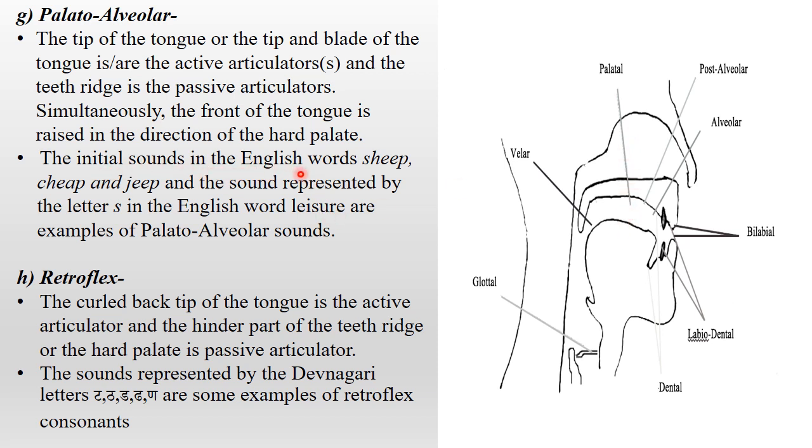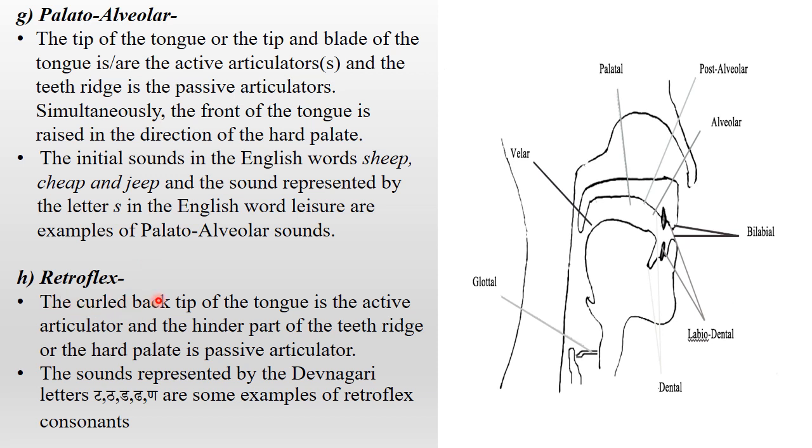The initial sounds in the English words like sheep, cheap and jeep are examples. In the English word leisure, the sound represented by the letter S is an example of a palato-alveolar sound. So when we produce the sounds sh, ch, j, the tip of the tongue is touching the teeth ridge and the front of the tongue is touching the hard palate, and the sounds which are produced are known as palato-alveolar.